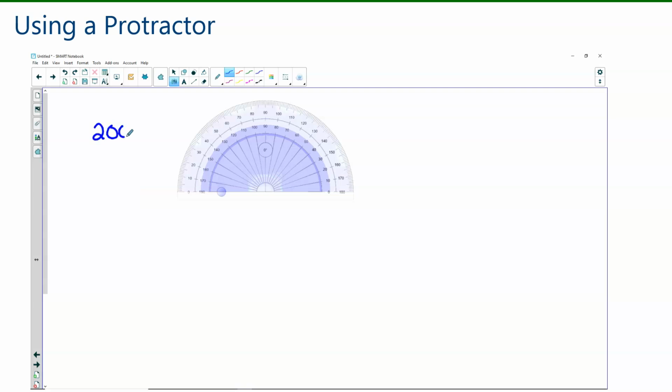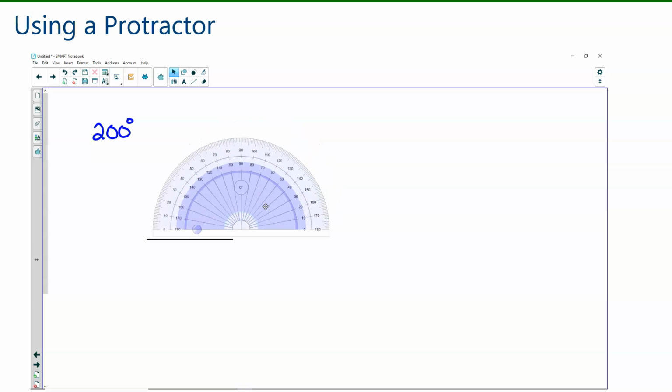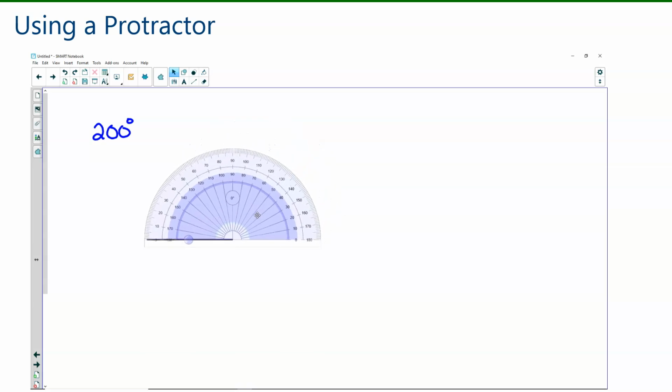So let's say I want to draw an angle that's 200 degrees. Now on the protractor, you see that it only goes up to 180. So what are we going to do? Well, let me line up my protractor. And I'm first going to mark 180 degrees. Now I'm not going to connect that point with the line because that's not what I want. I got to figure out how much more I need.